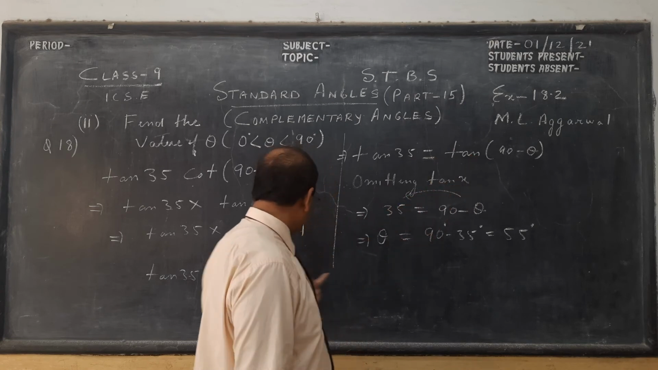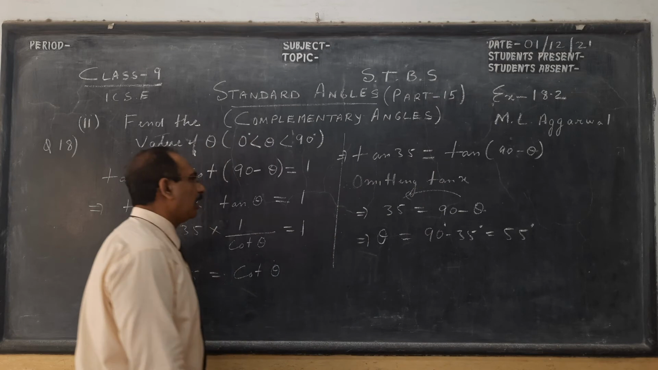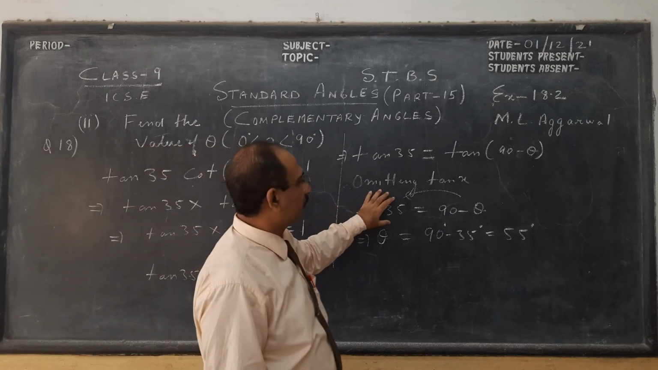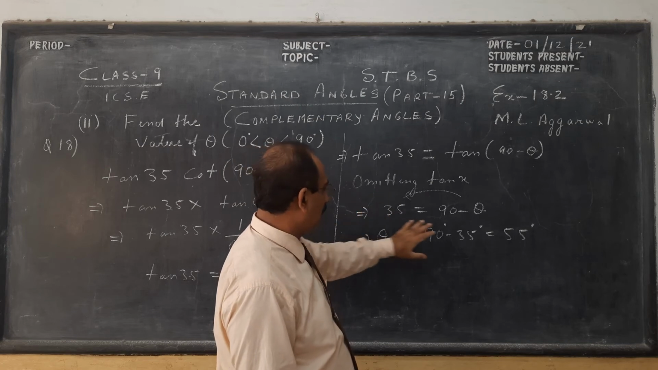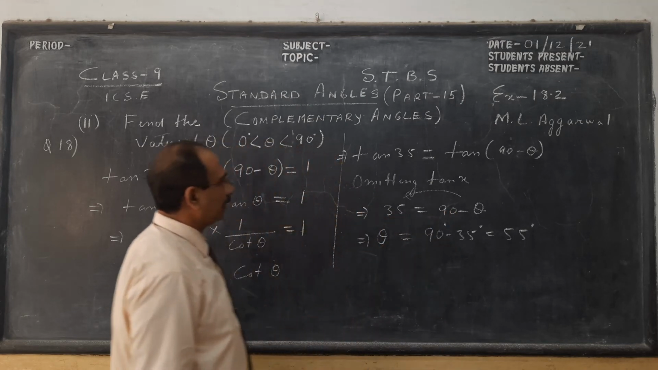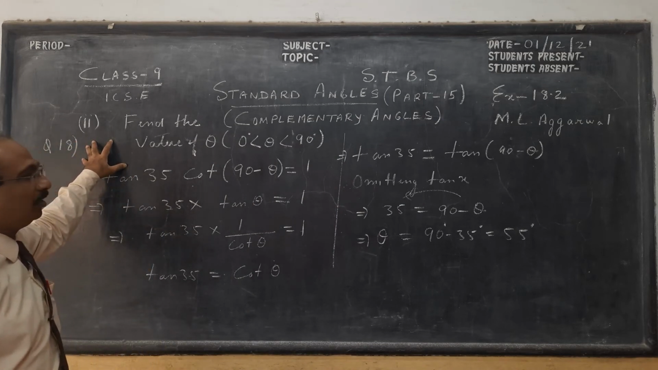So cot theta is tan 90 minus theta, both tan and tan. Now we can omit tan, and we simply have a simple equation. 35 is 90 minus theta, theta bring to this side, 35 goes there, so we get theta is 55. Part 1 I have not done. In the same way, you do part 1.